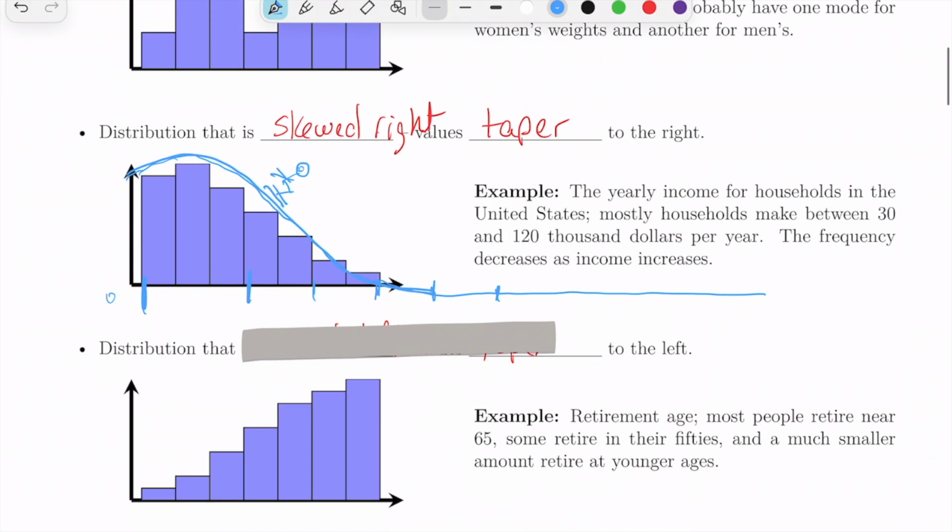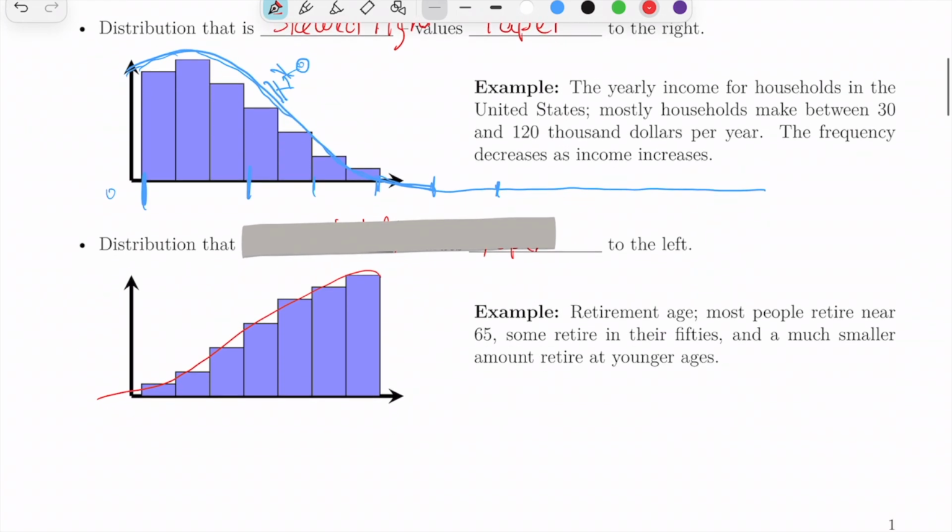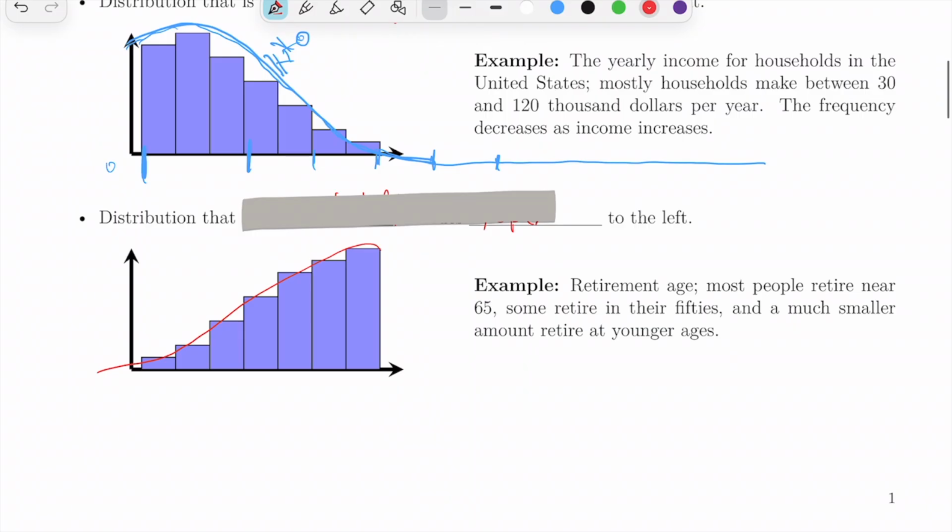Also, we have a skewed left distribution, and it's the same idea, maybe where you have a tail off to the left-hand side, that would be skewed left. Okay, there are other distributions as well. These are just some of the main ones.